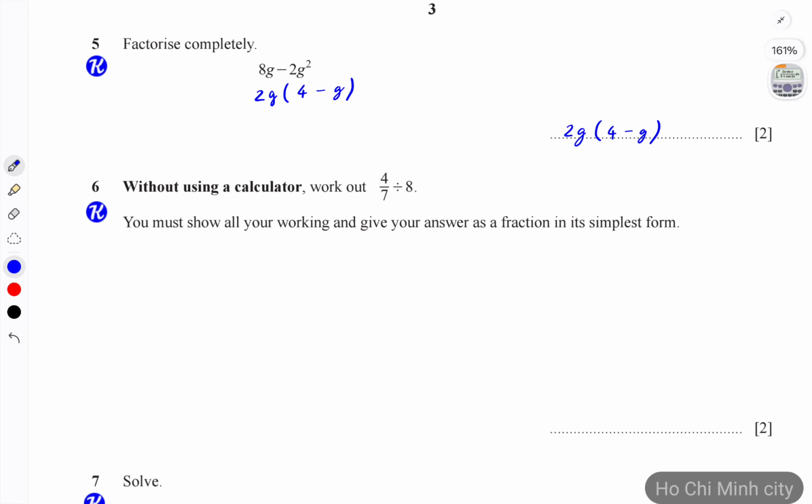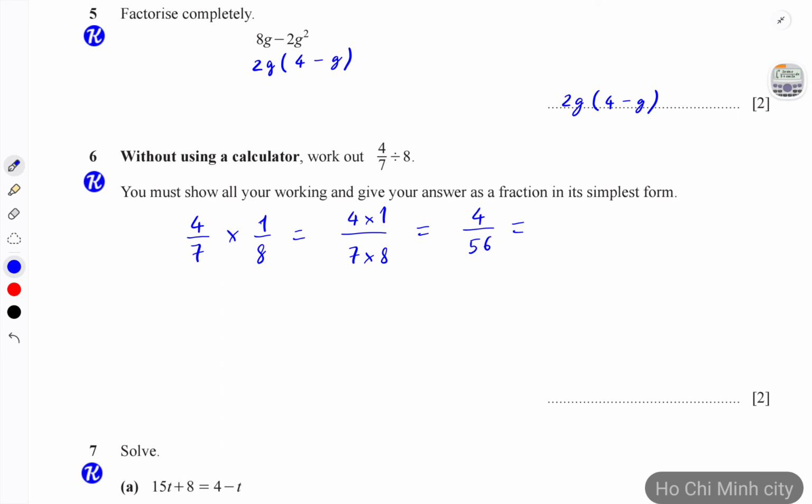Number 6 is about working out this calculation without using a calculator. So this is the division by an integer, so we can change to the multiplication of the reciprocal of that number. So 4/7 multiplied by 1/8. And then take the two numerators, 4 times 1, 7 times 8. 4 times 1 is 4, 7 times 8 is 56. All right, so this one is simplified as 1/14.